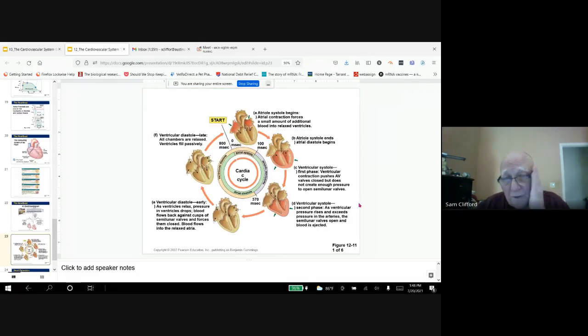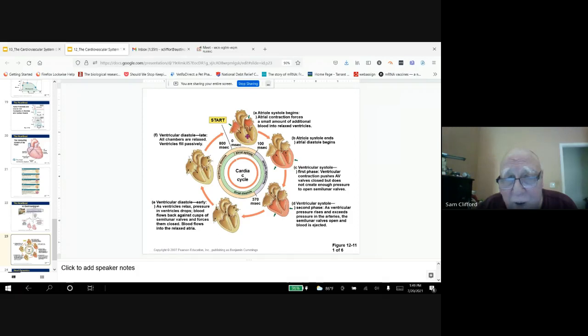Go ahead and read through this cardiac cycle. This basically says that the atria fill, then it's pumped into the ventricles, then it's pumped out during ventricular systole. Remember, systole means contraction and diastole means relaxation.